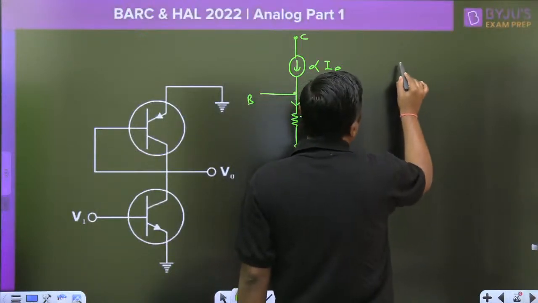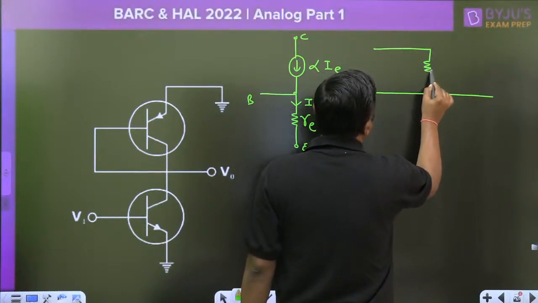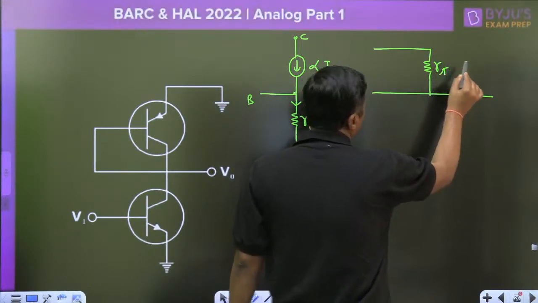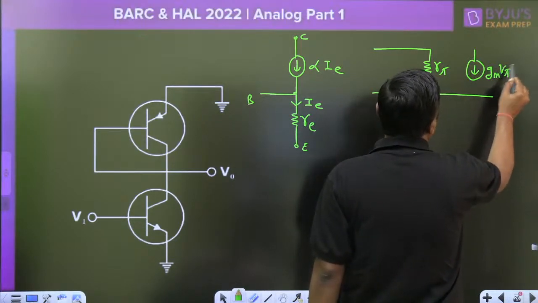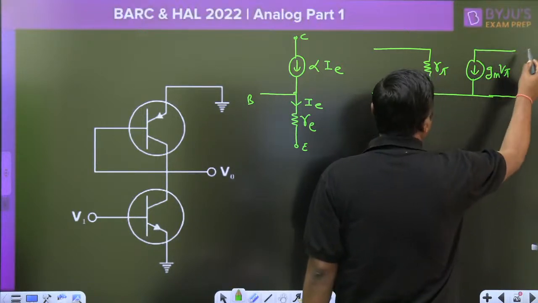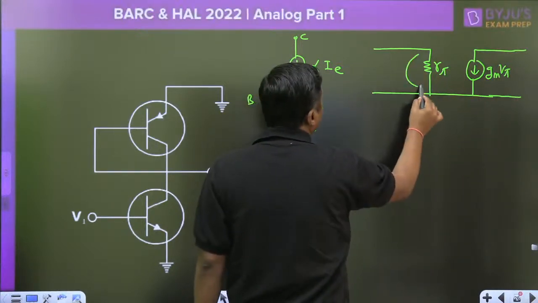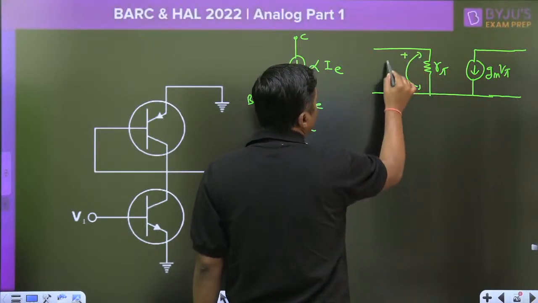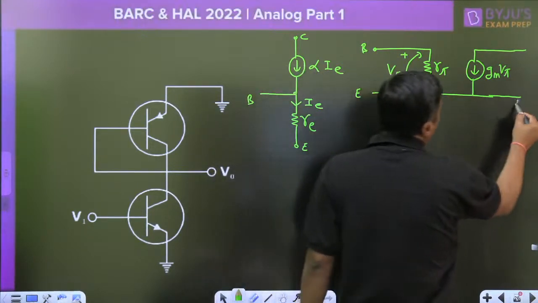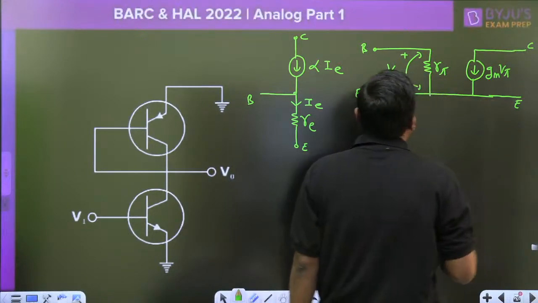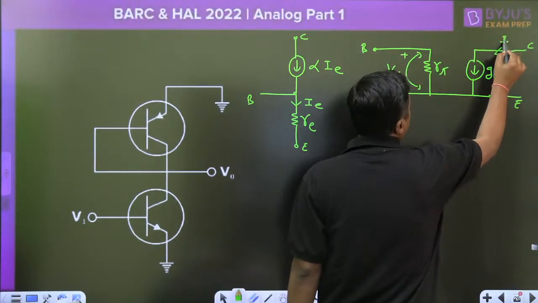Then the second model is called the pi model. Here you are using the r pi. These all are approximated models. Here we are using the gm V pi. Early effect is negligible, so there is no need to connect r0. This is the voltage V pi across r pi. This is the base terminal, emitter terminal, and this is the collector terminal. That is the second one, with collector current IC, the small signal model.